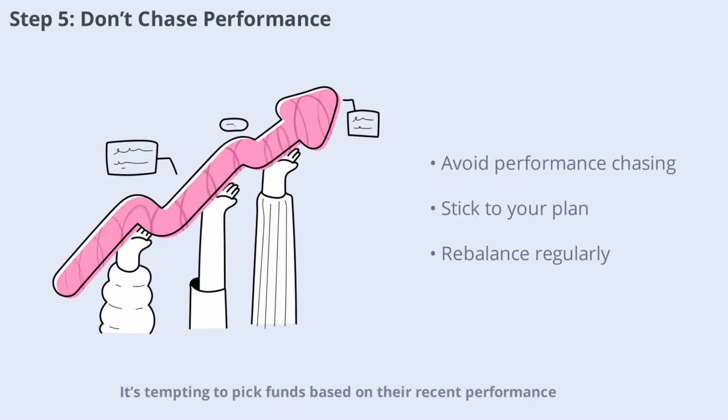It's tempting to pick funds based on their recent performance, but studies show this is a losing strategy. The best performing funds one year often lag the next. Instead, stick to your written investment plan and rebalance as needed. If your allocation to US stocks drops below your target, buy more to get back on track. This disciplined approach helps you buy low and sell high rather than the other way around.